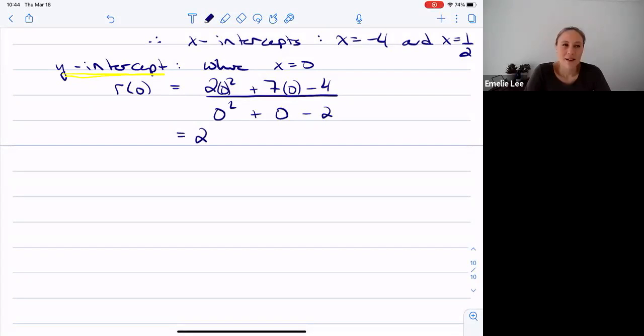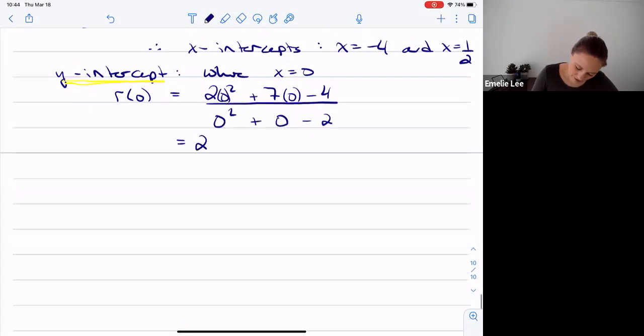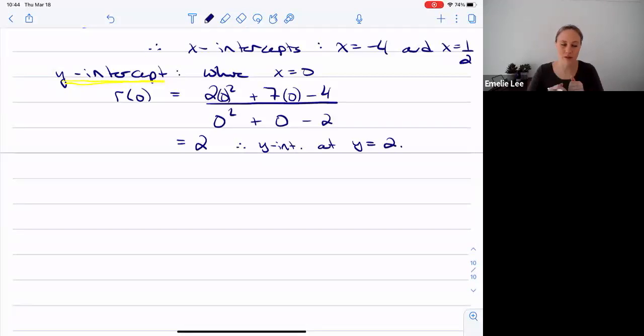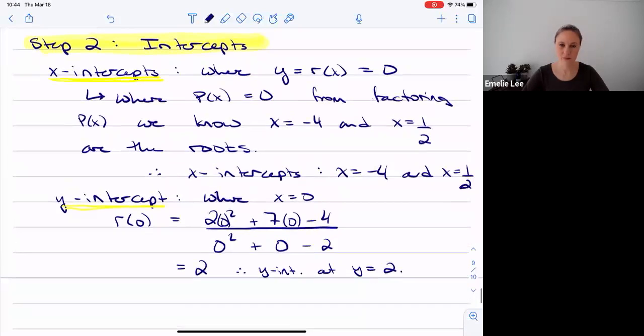So this is our y-intercept. Therefore, there's a y-intercept at y equals 2. I'm trying to keep it all on the intercept page.